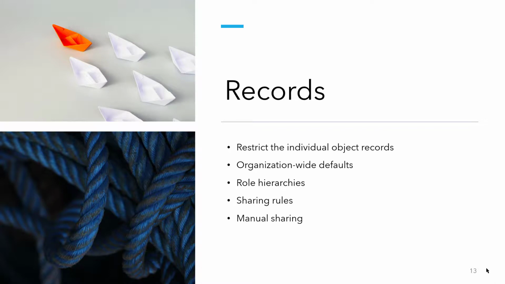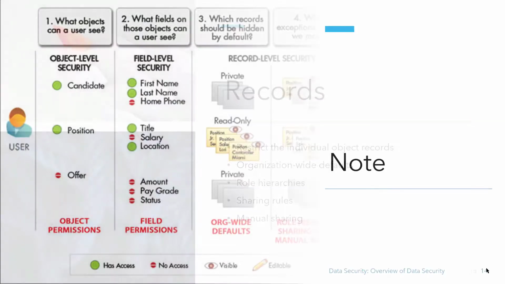Manual sharing allows owners of particular records to share them with other users. Although manual sharing isn't automated like org-wide sharing settings, role hierarchies or sharing rules, it can be useful in some situations, such as when a recruiter going on vacation needs to temporarily assign ownership of a job application to someone else.